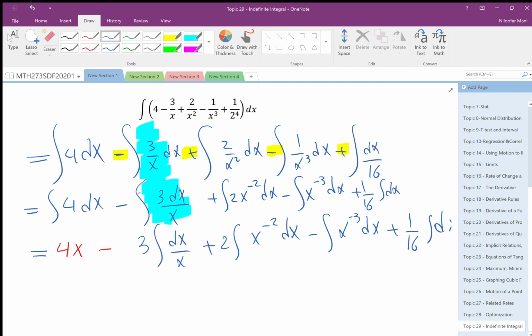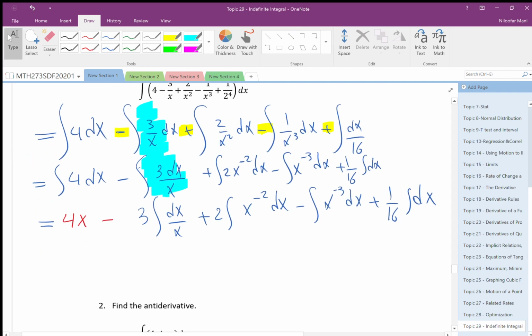Then I bring the number out beside and then I find the answer. So it is 4x minus 3 ln x plus 2x power minus 1 divided by minus 1 minus x power minus 2 divided by minus 2 plus 1 over 16x plus c.